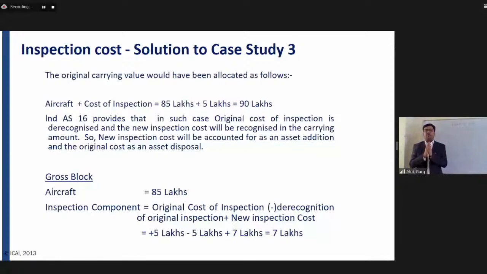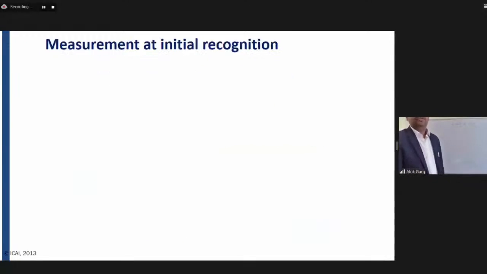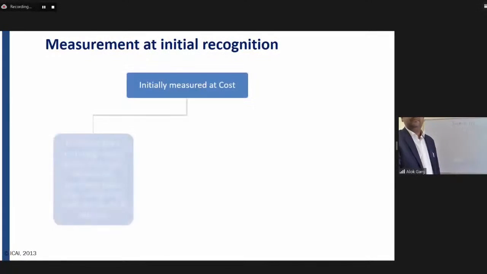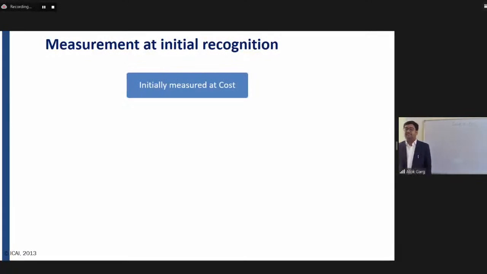After 3 years, the inspection cost incurred is rupees 7 lakh. In this case, we will de-recognize the existing inspection cost, which is 5 lakh, and we are required to recognize 7 lakh. So what is the gross block? 85 lakh plus 5, which was there, minus 5, which is de-recognized, plus 7 lakh. So the total gross block will be 92 lakhs. This is the accounting treatment. So, are you clear on this?